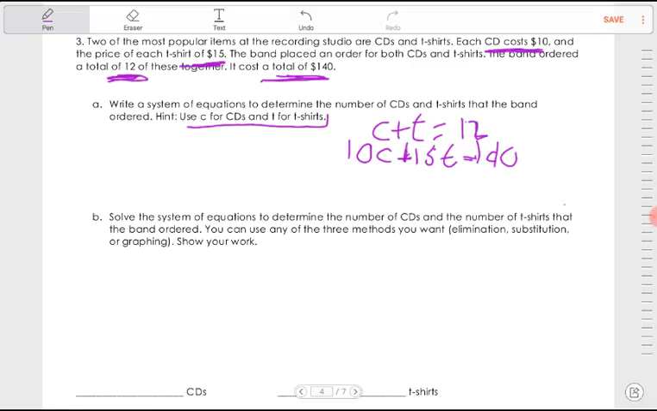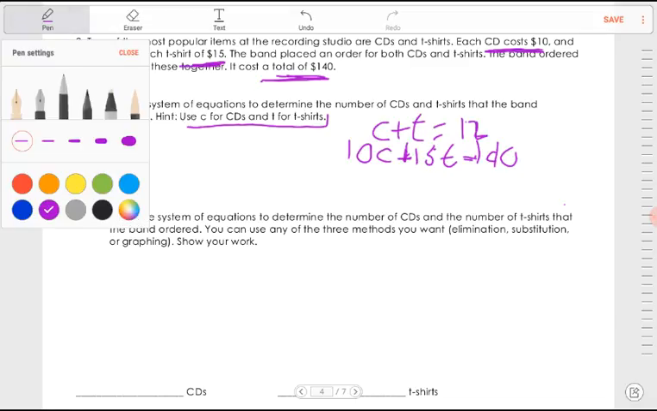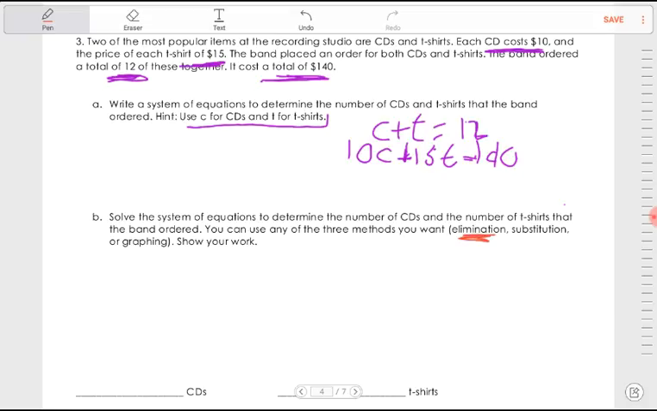Alright. B says solve the system of equations to determine the number of CDs and the number of t-shirts that the band ordered. You can use any of the 3 methods and show your work. So let me change colors here to red. In order to do this, I'm going to use elimination. I think it's the best one here. Now, if I just add these up, it wouldn't help us eliminate anything. We can't eliminate C, we can't eliminate T.